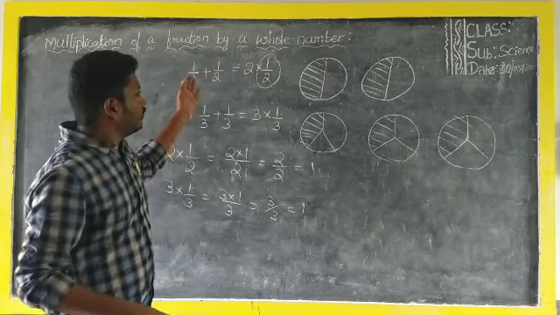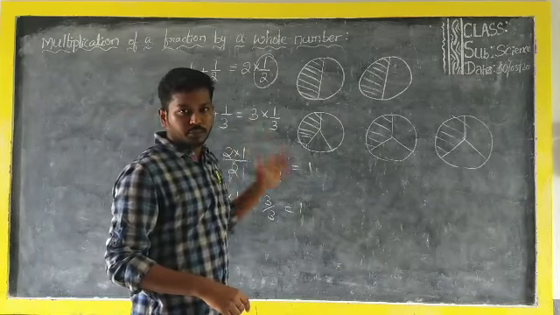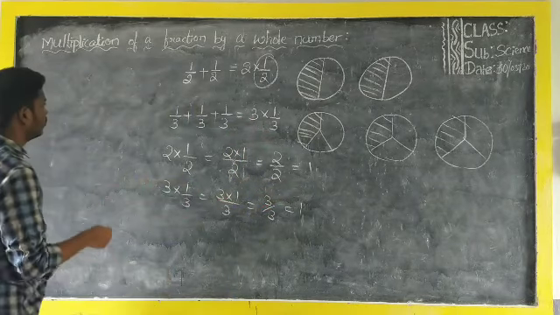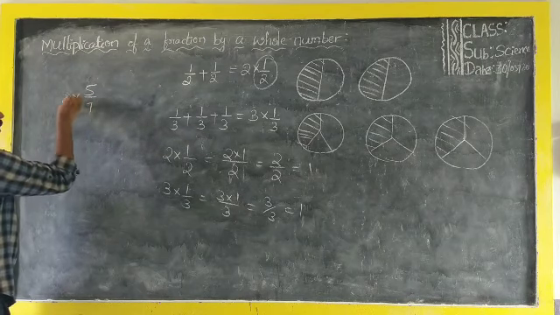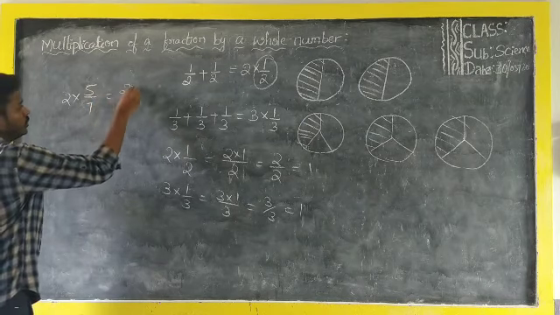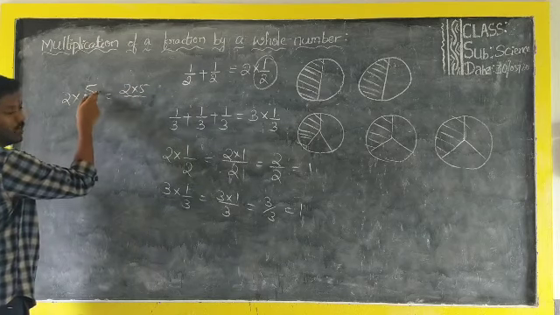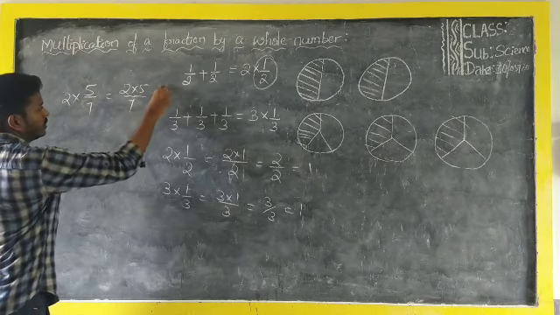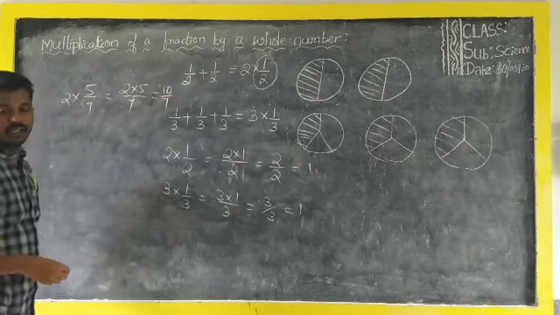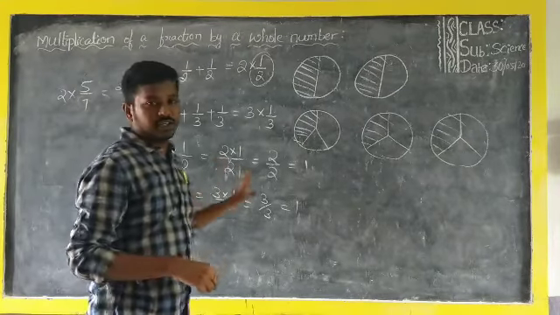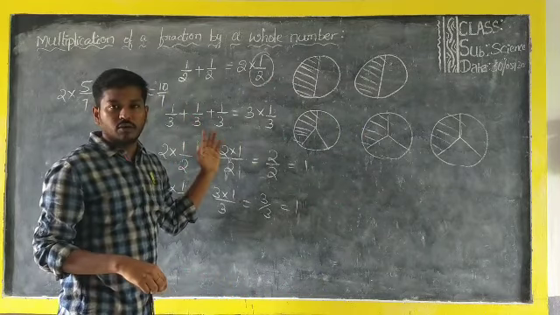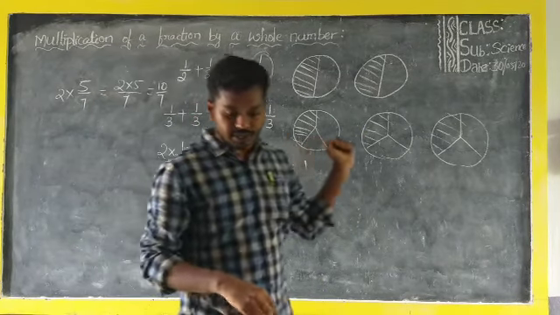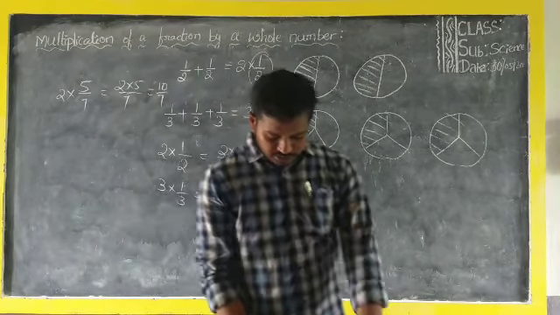Okay, the same condition you can apply for improper fractions also. For example, 2 into 5/7. How can I write? 2 into 5 by 7 equals 10/7. In this way, we can solve multiplication of a fraction by a whole number.